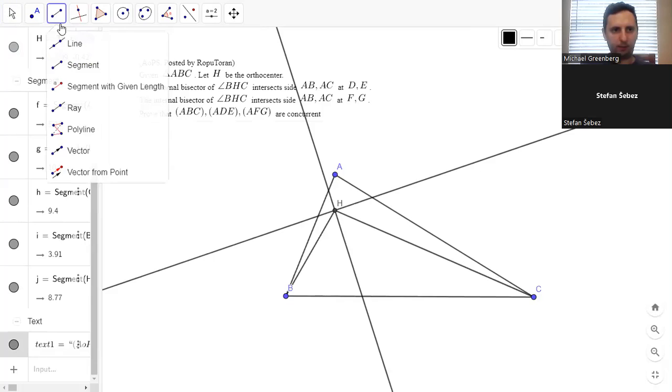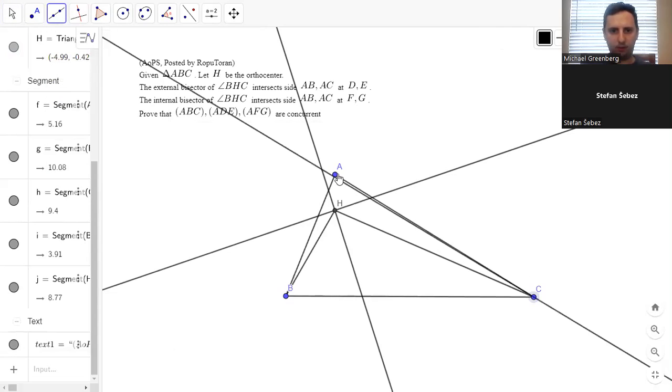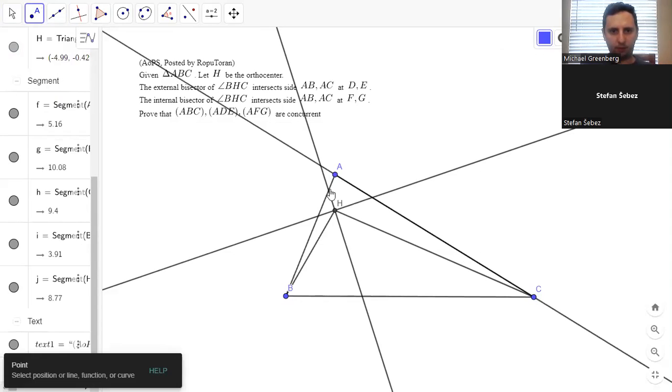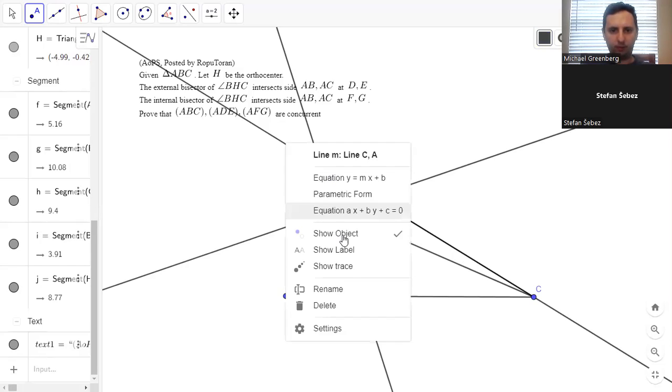So yeah, let me draw the whole line AC. Okay, so this, the external, so this is D and E. Oh no, that's the internal bisector. So this is D and E. This is F and G. And we want to show that those 3 circles concur.